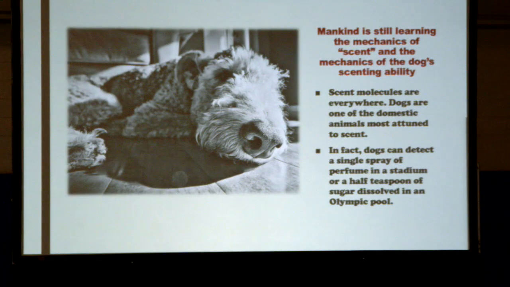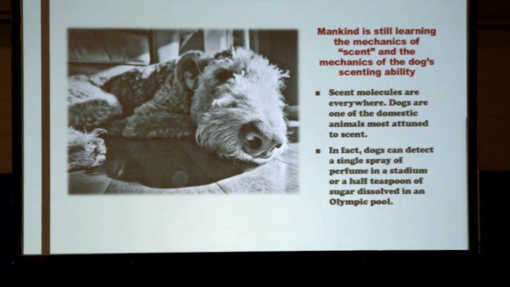So, we are still learning the mechanics of scent and the mechanics of the dog's scenting ability. To date, the scenting capabilities of dogs for explosives or for low blood sugar or for cancer have met the equivalent of what we can do electronically. So that lets some of us in the dog world think that they can do better than what we can do electronically. We just haven't found out enough science to make our electronics better than the dog.